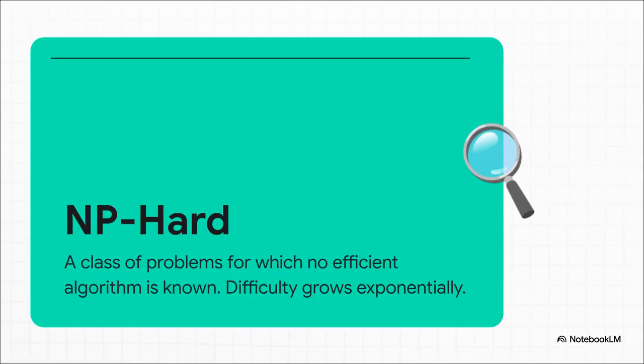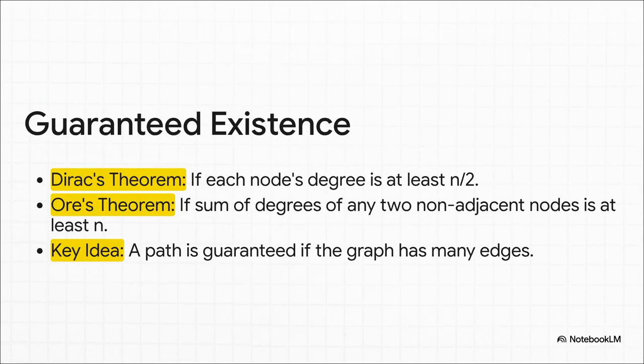Finding a Hamiltonian path is what we call an NP-hard problem. So what does that really mean? It means for any decent-sized graph, the only way to be 100% sure if a path exists is to try every single possibility. This brute force method just isn't practical. The number of paths to check explodes so fast that even the world's best supercomputers would give up. Now hold on. While there's no easy test that works for every graph, there are some special conditions that give us a guarantee. Theorems from guys like Dirac and Ore basically tell us the same thing. If your graph is super dense, just jam-packed with edges, then you're guaranteed to find a Hamiltonian path.